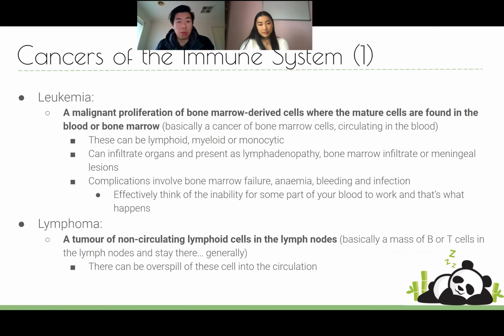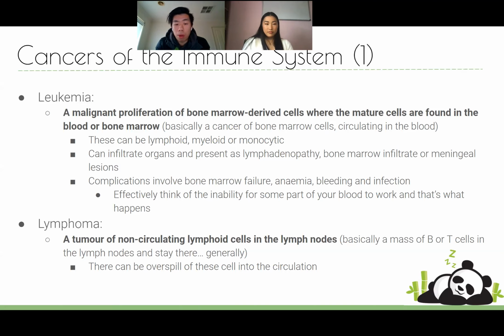All right, so we'll talk about this. This is kind of what we talked about already. So leukemias and lymphomas, and I'll just discuss them quickly. Leukemias are malignant proliferation of bone marrow-derived cells, where the mature cells are found in blood or bone marrow. Basically, you just have bad cells floating around your blood.